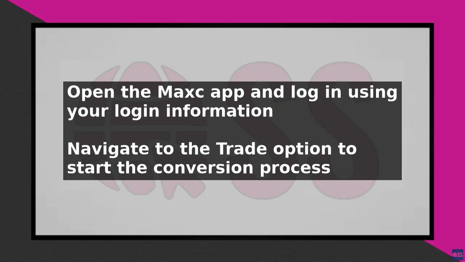This will take you to a search bar where you need to type in Mexc. One of the first options that will pop up is Mexc: Buy and sell Bitcoin. So click on that and download the app. Once the app is downloaded, exit the App Store and find the Mexc app on your device.